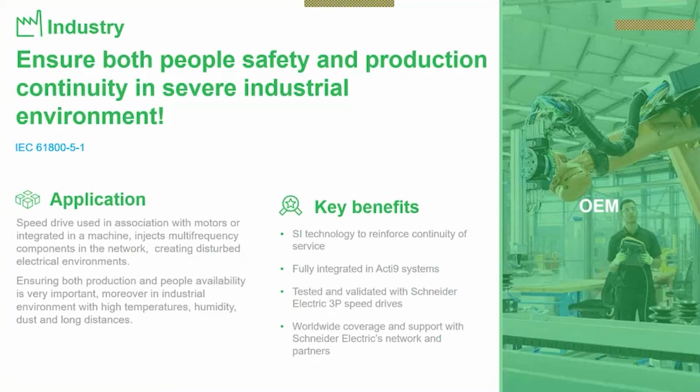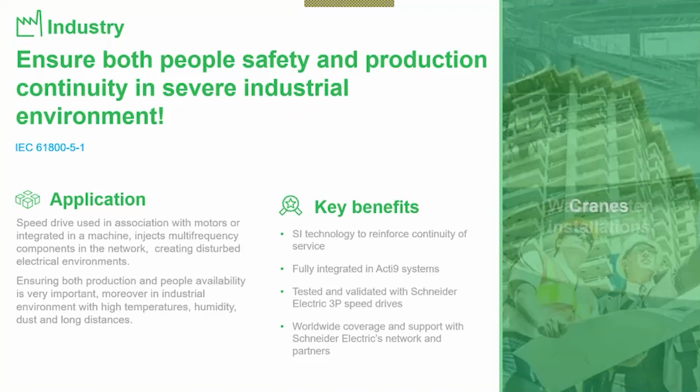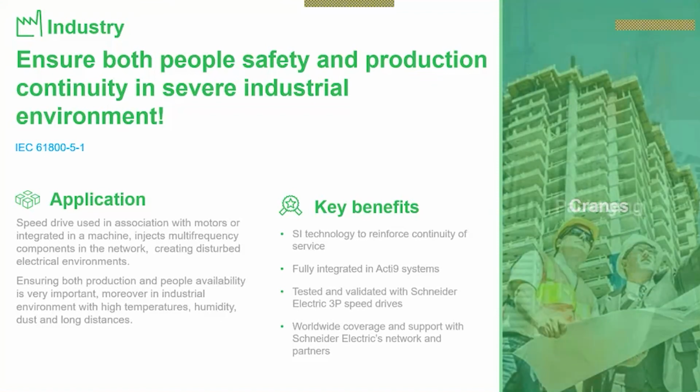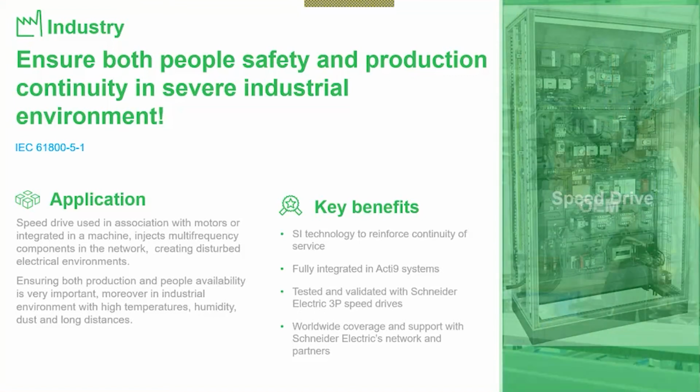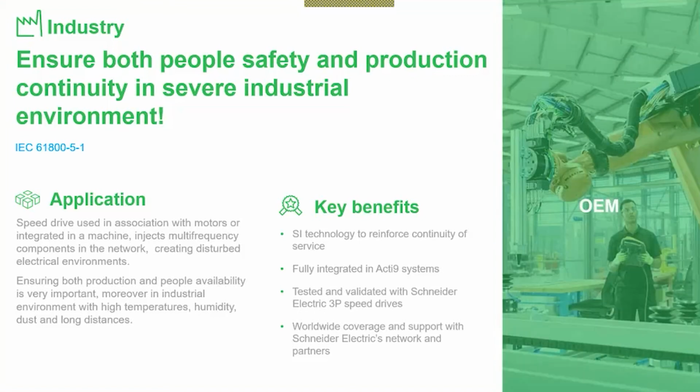Typical applications. First up, industry. In industry there is a lot of use of three-phase speed drives, wastewater installations, cranes, packaging plants with conveyor belts. All of these locations use variable speed drives. We need to ensure we have the correct RCD protection in place so as to ensure both production continuity and protection to people.